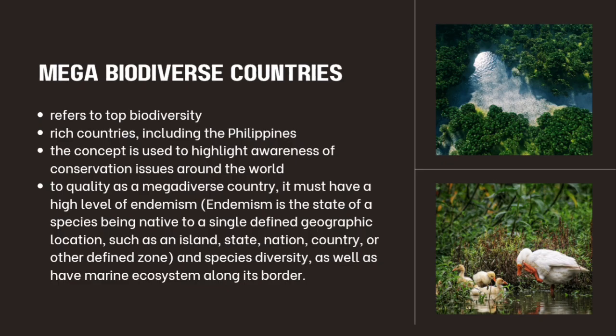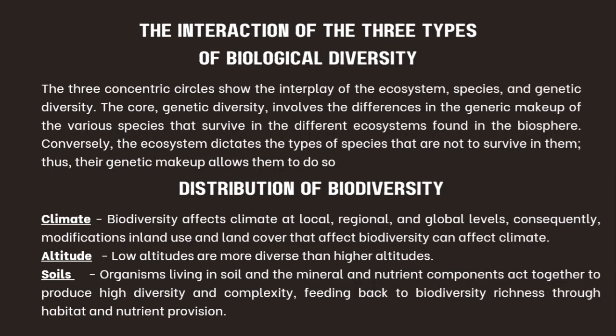So this one, mega biodiverse are nations that have exceptionally high level of biodiversity, meaning they have a wide variety of plants, animals, and other living things. So these countries are special because they have a lot of endemic species, they have a high level of species diversity, and many have coastlines. The concept of mega biodiverse countries is used to raise awareness about the importance of protecting these amazing natural treasures and their unique biodiversity.